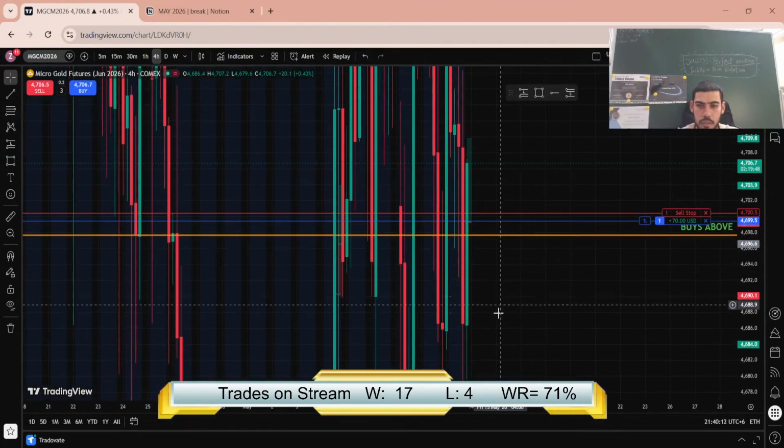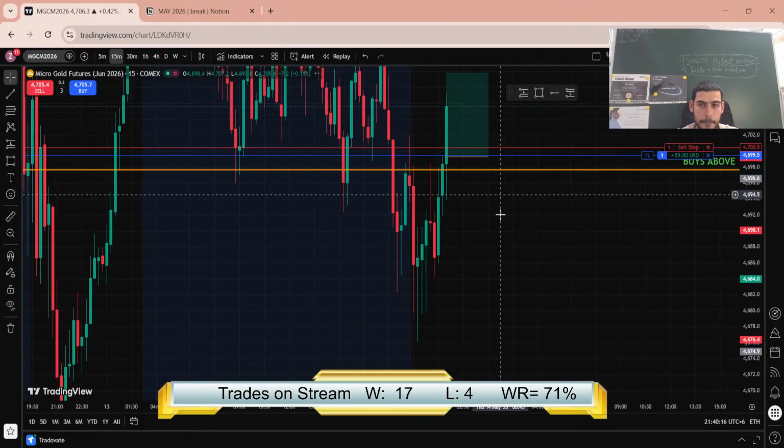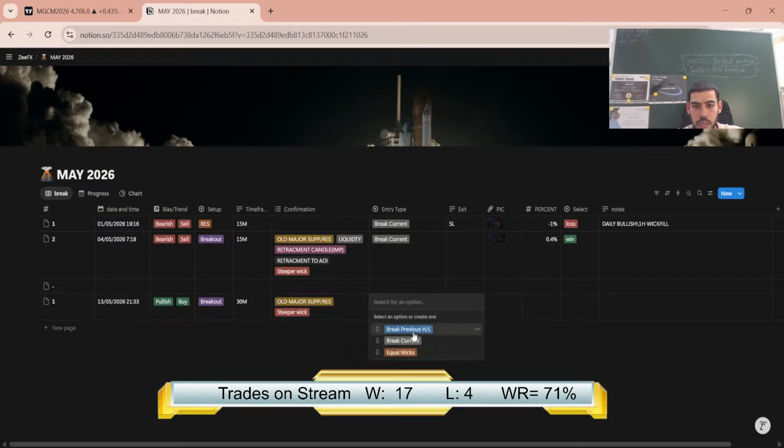Liquidity, let's check that. I don't think even there was a liquidity. Yep. Retracement candle, no retracement. To area of interest, no. Old major support and resistance, yep, and steeper bottom wick. That's all what we had. Break previous high low. Exit at 1 to 1, I think.